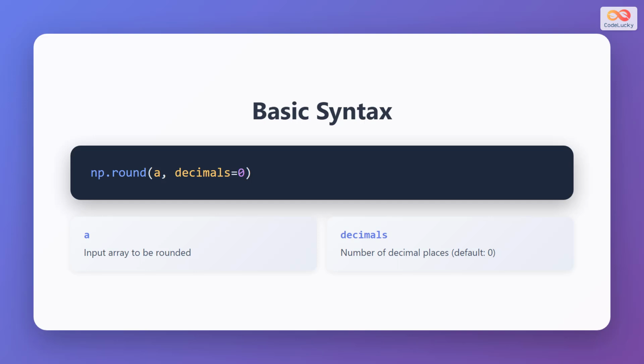The basic syntax of np.round is straightforward. It takes two parameters. The first parameter, a, is the input array that you want to round, and the second parameter, decimals, specifies the number of decimal places you want to round to. The decimals parameter has a default value of 0, which means if you don't specify it, the function will round to the nearest integer.